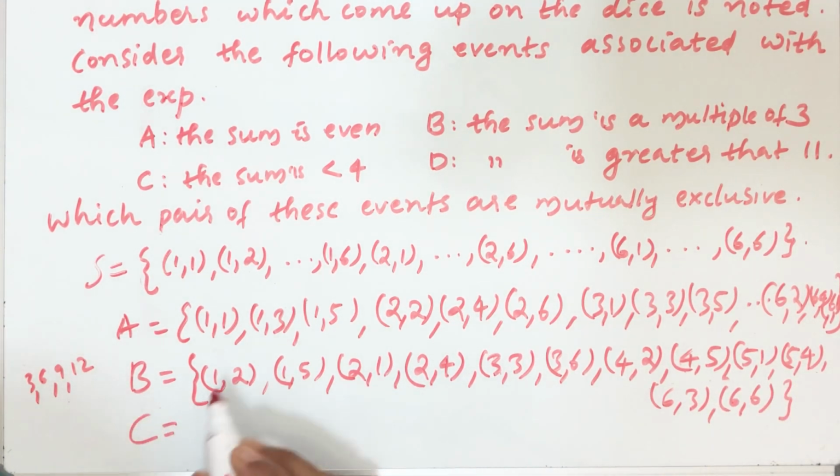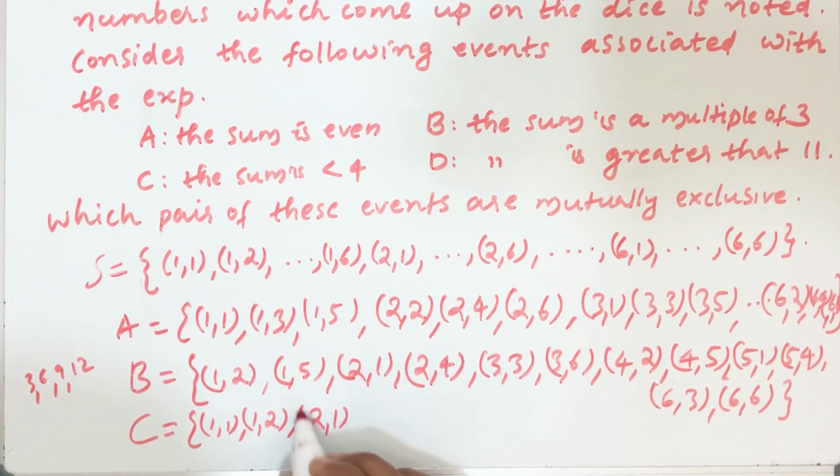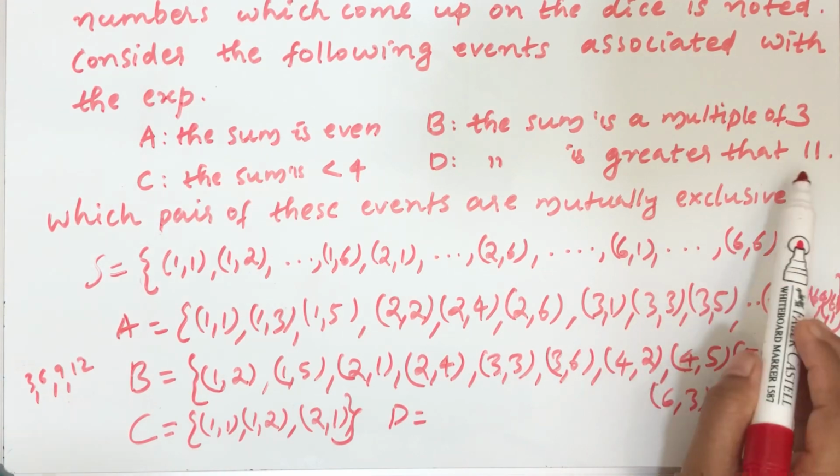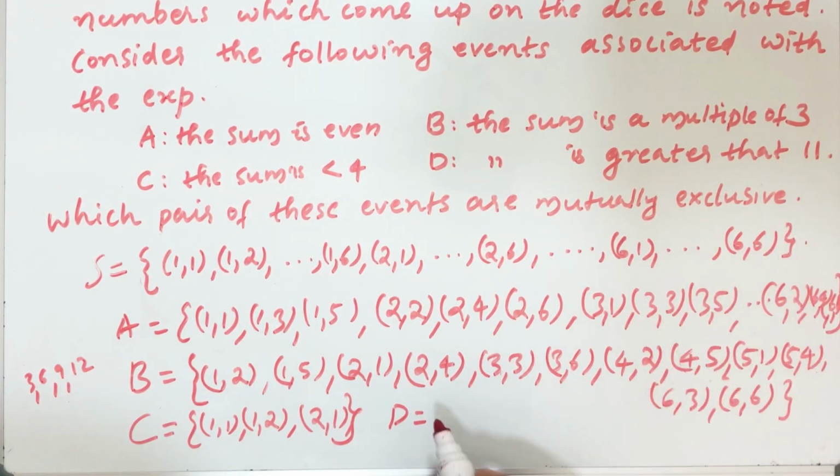C is the event: the sum is strictly less than 4. So in the first row, (1,1), (1,2). Next is (1,3), that is 4, so it will not be included. Like that, in the second row, (2,1) is included, (2,2) is not included, since (2,2) is 4. In the next row, (3,1) is 4, and all others are greater than 4. So this is C. And D is the sum is greater than 11, that is the sum is 12, only one element, (6,6).